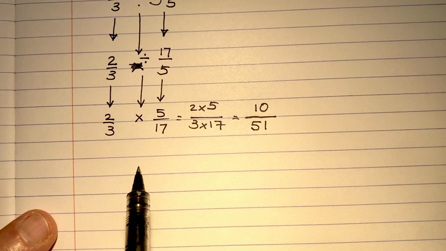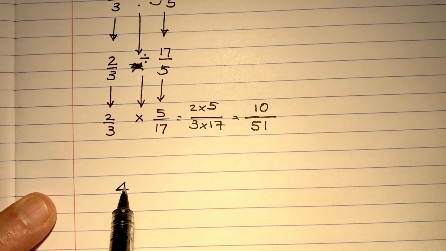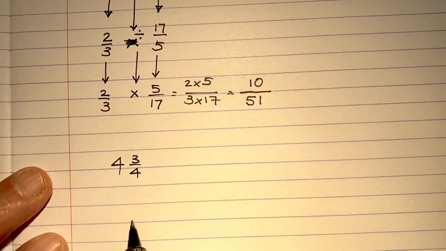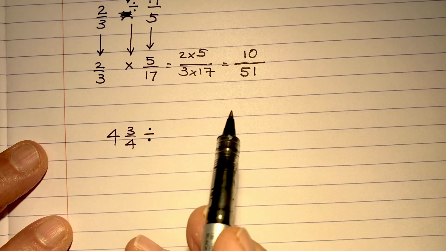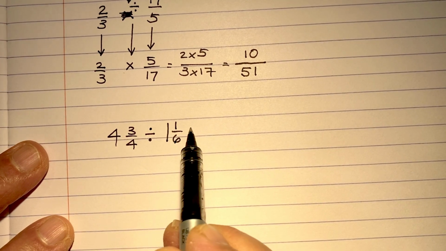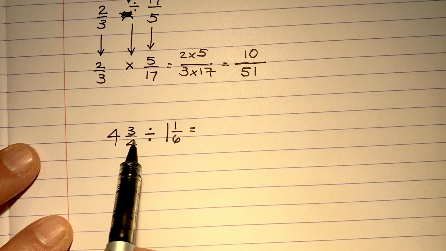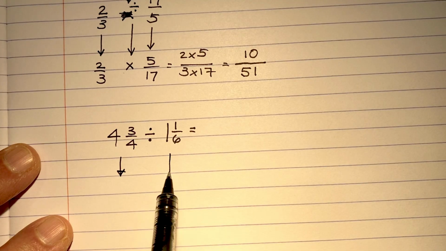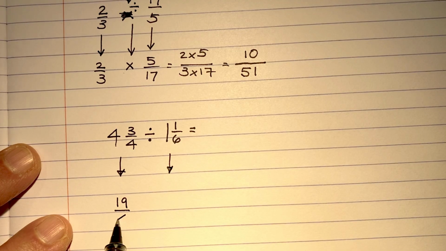Now, let's do a practical question. Say you've got a piece of wood which is 4 3/4 of a meter long, and you want to divide this into pieces which are 1 1/6 long. You want to know how many pieces of that size you can get. So both numbers need sorting to top heavy. 4 times 4, 16. Add 3 is 19/4. Divide. We are not ready yet. 1 times 6, 6. Add 1, 7/6.